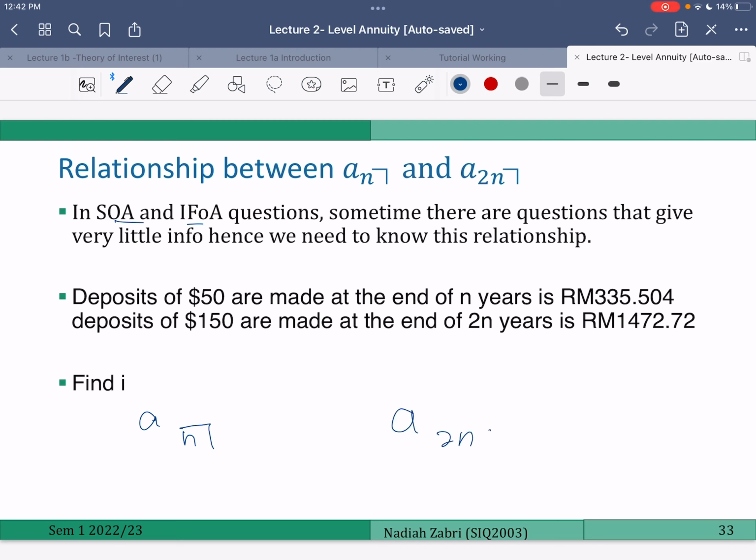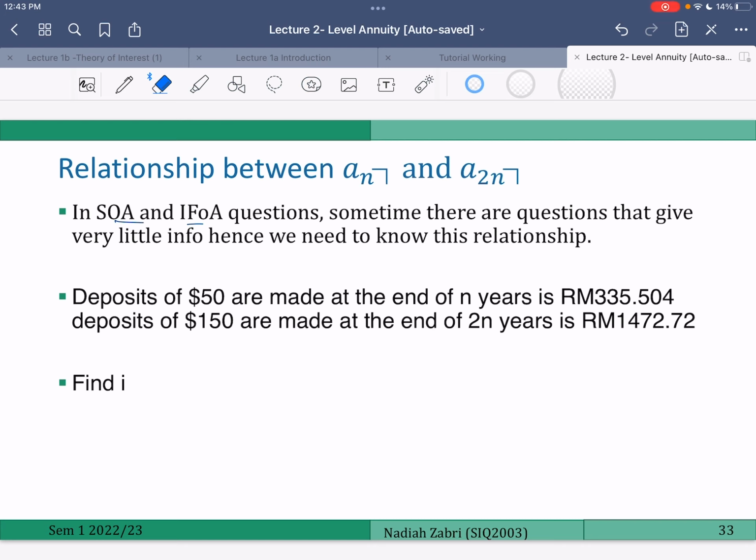But for each of these annuities, you just know 2 pieces of information only. So maybe you know the I and the payment. So you don't know the N and the present value. And this one is also the same. They give I and the payment, but not the N and the present value amount. Okay, so because of that, you need to know a special relationship to solve this problem.